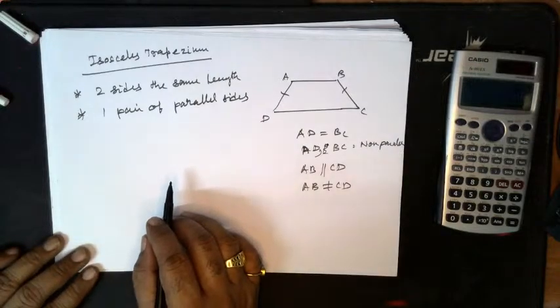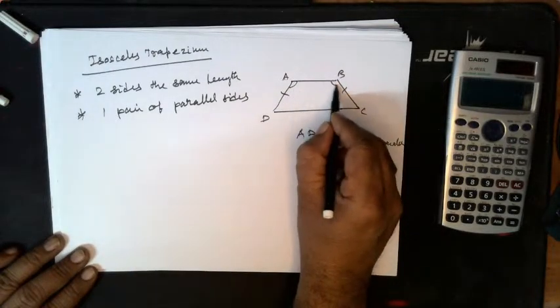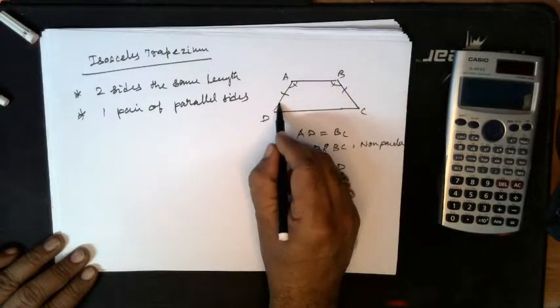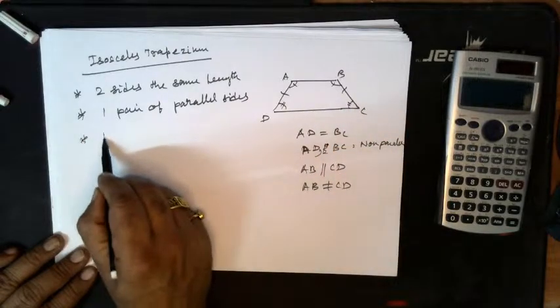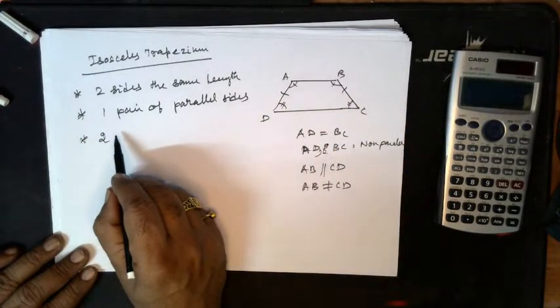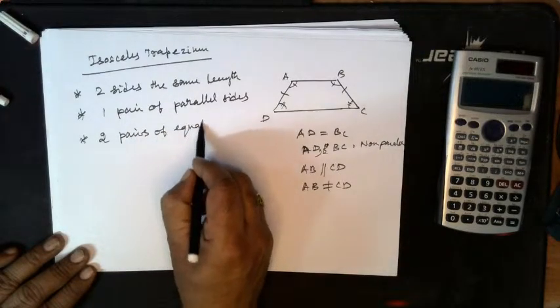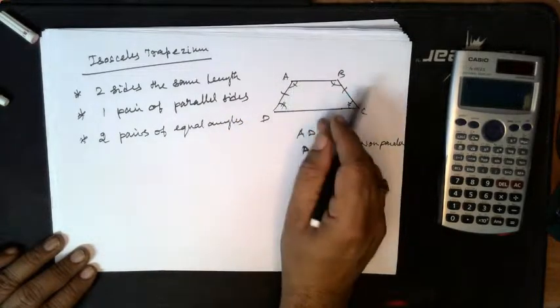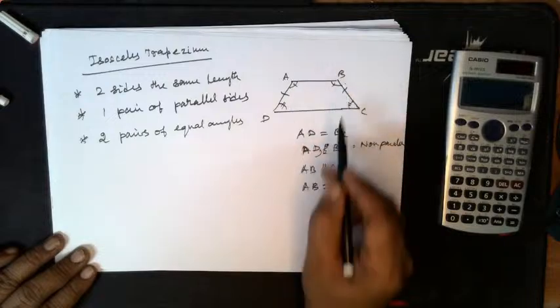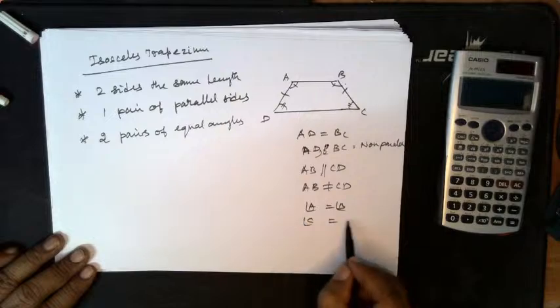And it has two pairs of equal angles. These are equal. Similarly, these two are equal. So it has two pairs of equal angles. It means the angles along the same parallel side are equal. So angle A is equal to angle B. Angle C is equal to angle D, right?